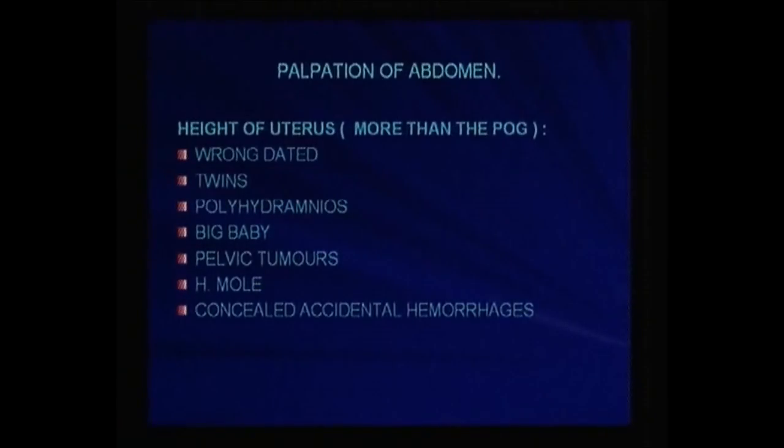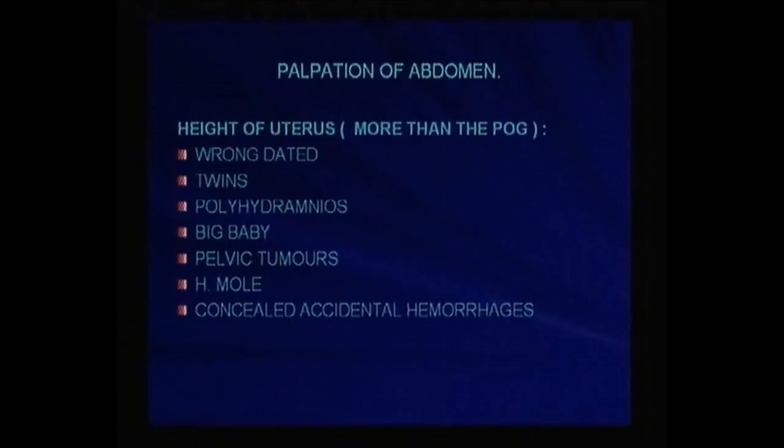If suppose the patient has twins or multiple pregnancies, polyhydramnios, a macrosomic big baby which can occur in diabetes mellitus, we'll have an over distended uterus. There may be associated pelvic tumors. In the early pregnancy, we may be missing out a hydatidiform mole. In 50% cases of hydatidiform mole, the height of the uterus is more than the period of gestation. This generally occurs because of the molar changes and the collected blood inside the uterus.